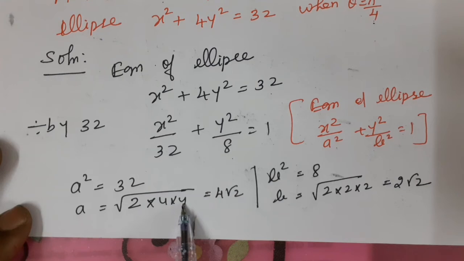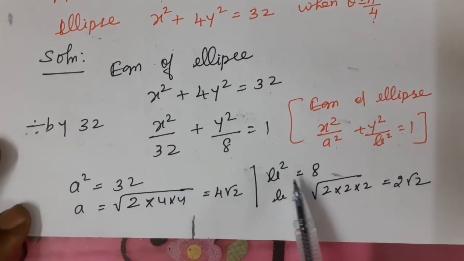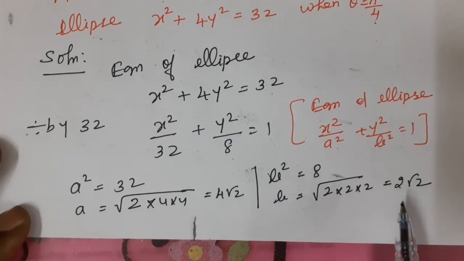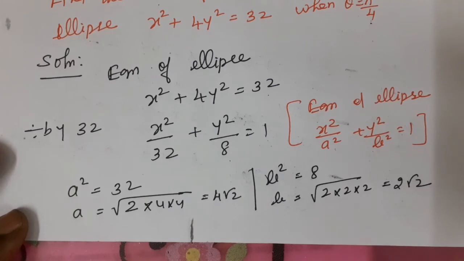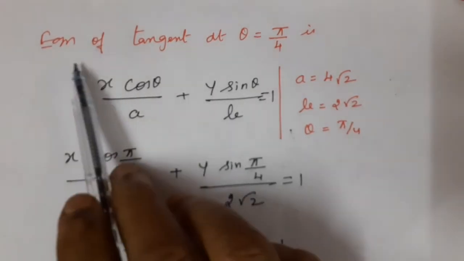2 into 4, 4 4s are 8, 4 4s are 16, 16 into 2 is 32. So 4 into root 2. B square into 8 means b equal to what? 2 root 2. So using the given ellipse, we find the values of a and b. Remaining is very easy, the tangent at theta.